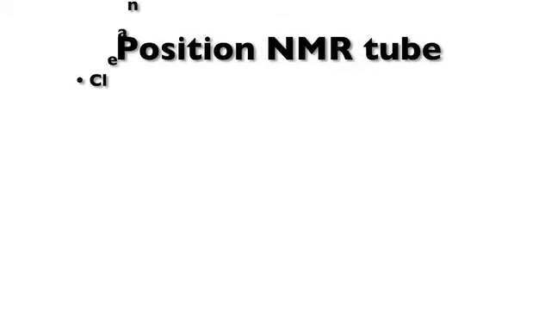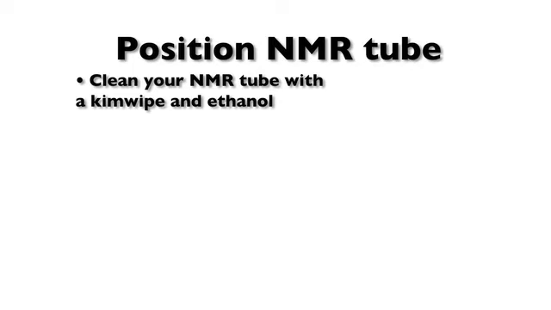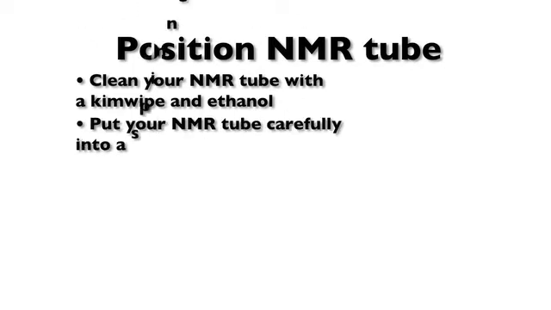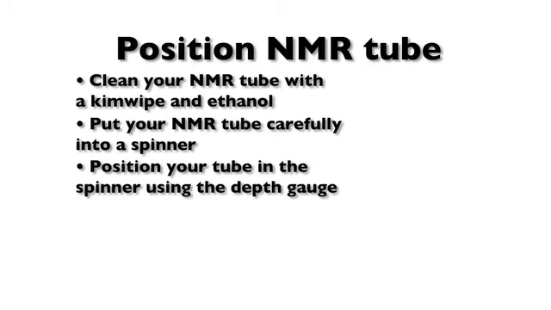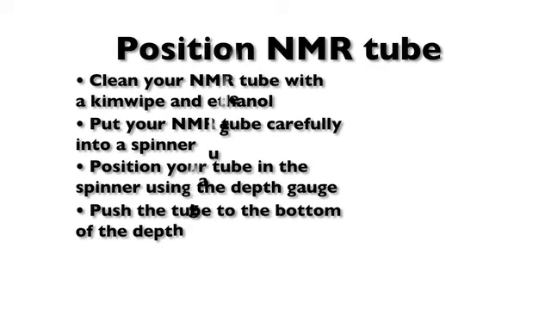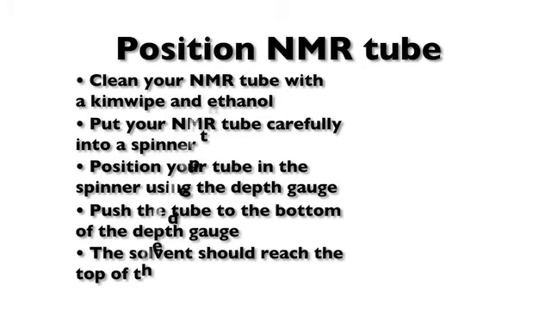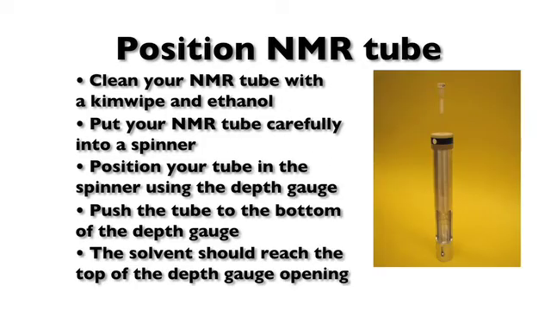When you come to the NMR lab, clean your tube with a Kim wipe before putting it into a spinner. Then put your tube into the spinner carefully. You do not want to break your tube. Position your tube in the aluminum depth gauge, pushing the tube to the bottom. The solvent should reach the top of the opening of the depth gauge. The NMR tube positioned in the spinner is on the right.